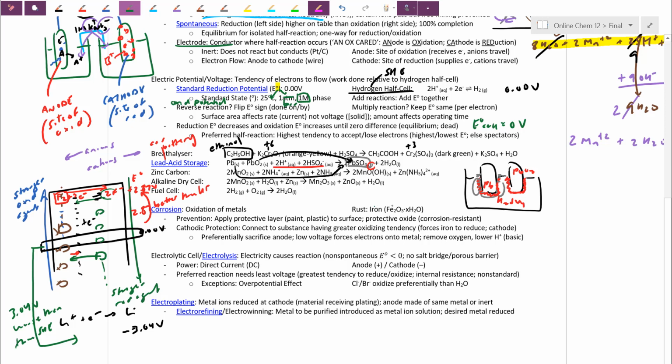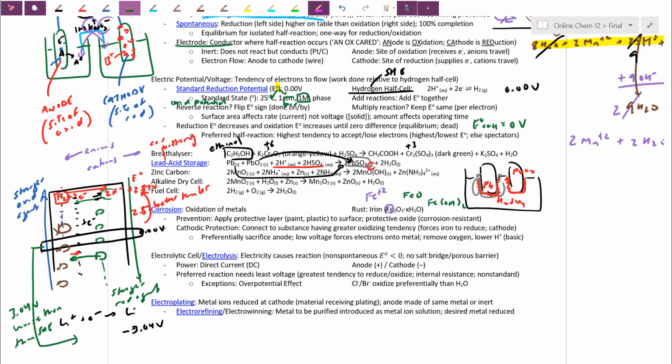So rust actually takes many different formulas here. It could be iron(III) oxide, it can be iron(II) oxide, it can even be iron hydroxide, things like that. But pretty much the thing that corrosion has in common is your metal has been oxidized. It's now put in the +2 or the +3 state.